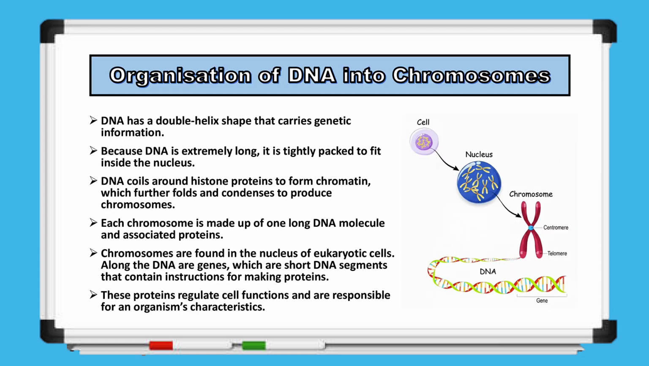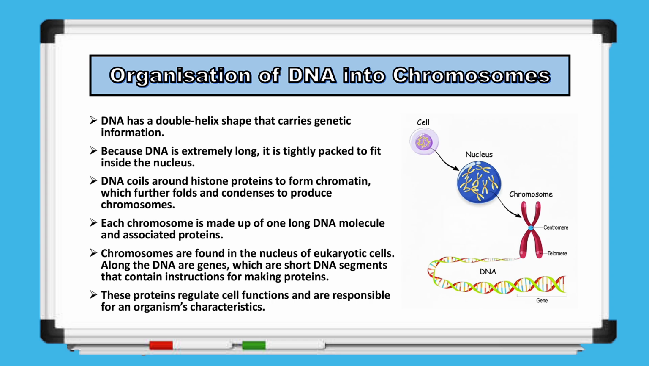Now let us understand how DNA is organized into chromosomes. DNA has a special double helix structure that carries genetic information. This DNA is located inside the cell, specifically within the nucleus. Because a DNA molecule is extremely long, it cannot remain loose inside the nucleus. Therefore, it must be tightly packed so that it can fit properly inside this small space. To achieve this, the DNA wraps around special proteins called histone proteins. This combination forms a structure known as chromatin. The chromatin then folds further and condenses to form chromosomes.